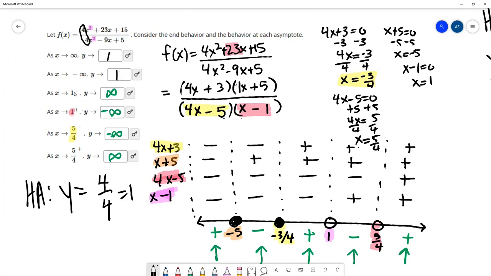We have vertical asymptotes at 1 and 5/4. By definition, as x approaches these numbers, the y's will approach either infinity or negative infinity, and we use that sign chart to help us determine whether it was infinity or negative infinity.